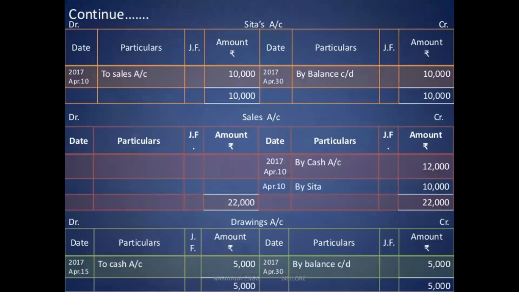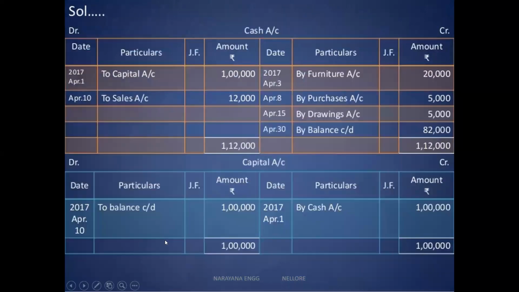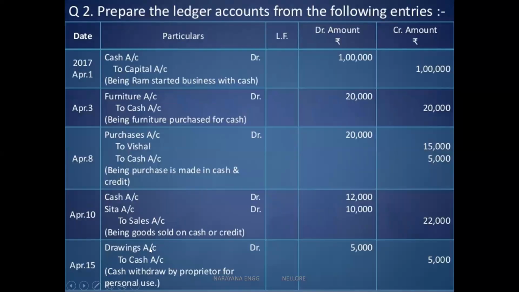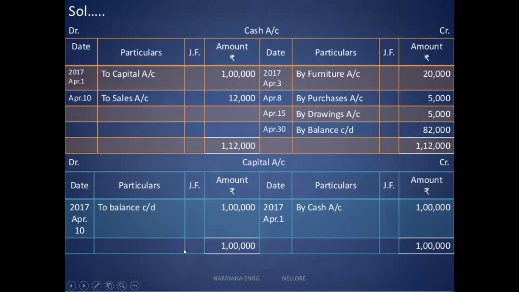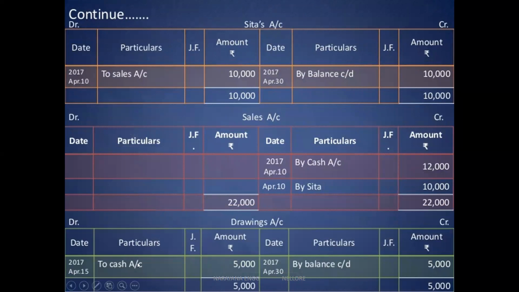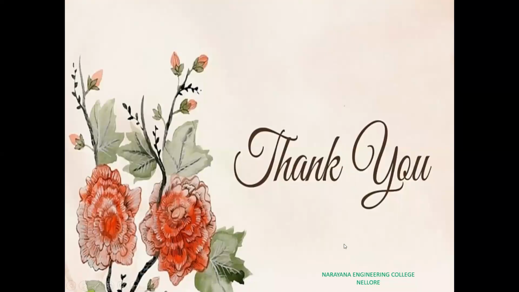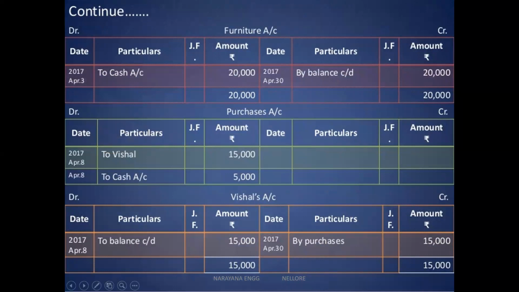And the drawing account. You can see the drawing account is on the debit side. So on the debit side, you write the opposite one, that is the cash account. So on the debit side, you take to cash account 5,000 rupees. So 5,000 is the total, and by balance carried down is 5,000 rupees. So this is the process of the ledger account.